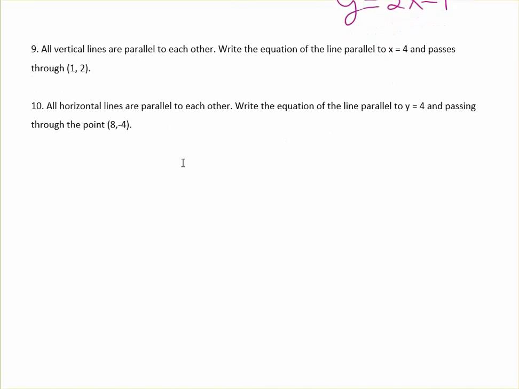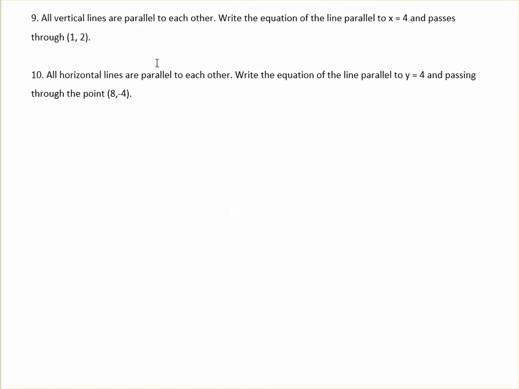Now in number 9 and 10, these are a little bit different. You have to think about these a little bit. All vertical lines are parallel to each other. Write the equation of the line parallel to x equals 4 and passes through 1, 2. If you have lines that are parallel to each other, think about what their equation would be.